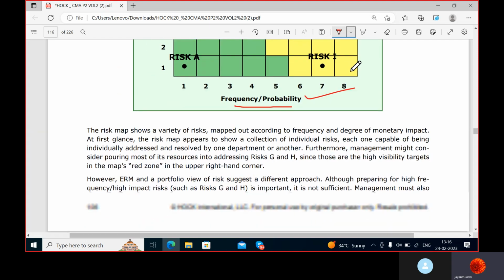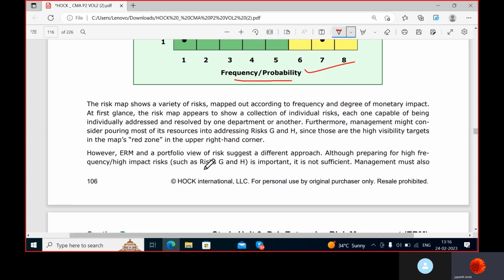So now let's see the point they are trying to make us understand. The risk map shows a variety of risks mapped out according to frequency and degree of monetary impact. At first glance, the risk map appears to show a collection of individual risks, each one capable of being addressed and resolved individually by one department or another.